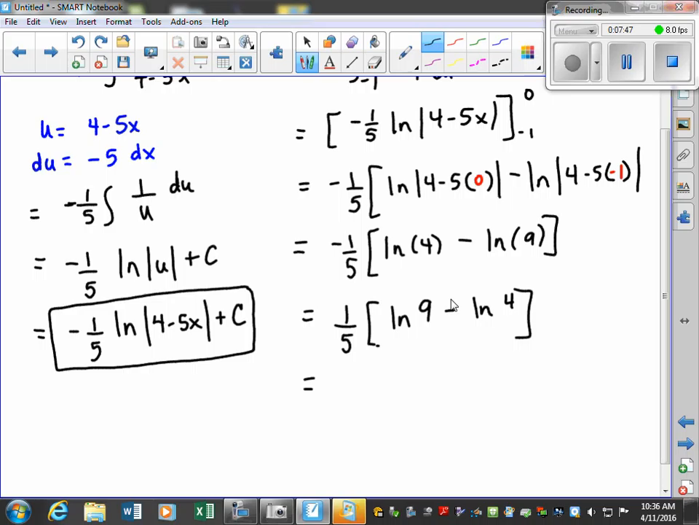Now, what else can I do with these natural logs? Can I rewrite subtraction as a single term and rewrite it using division? So I'll just bring this 1/5 down, and this could be rewritten as the natural log of 9/4. And then you want to put this in your calculator, and we'll get an approximate value. Actually, I'll come down here. Approximate value of 0.16.